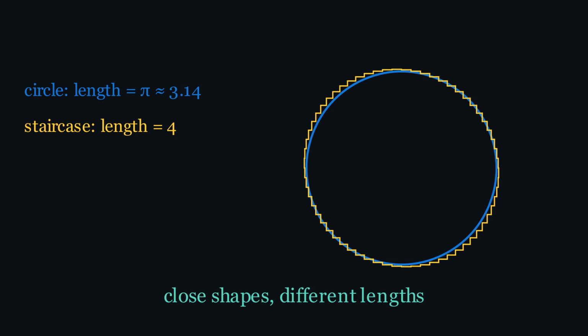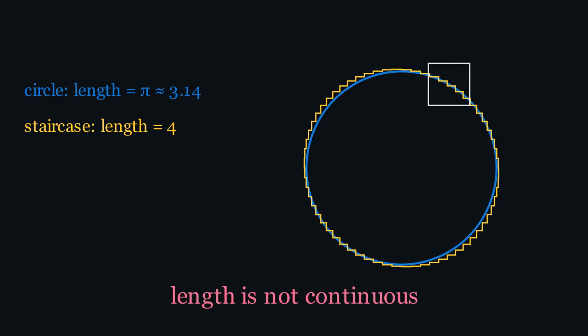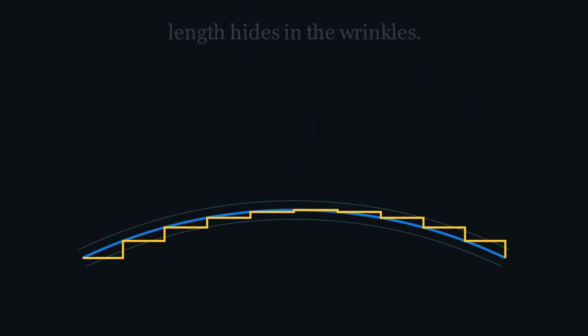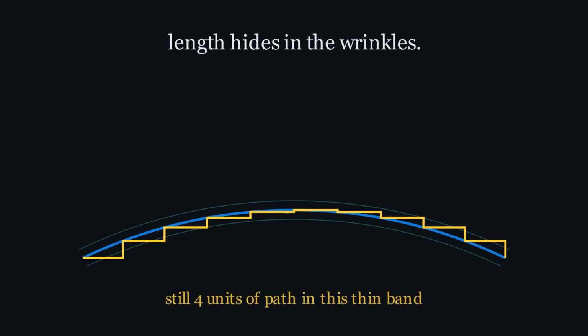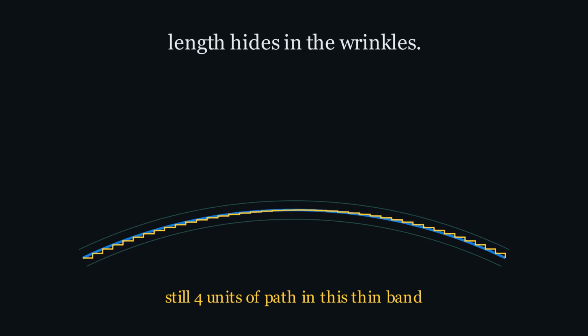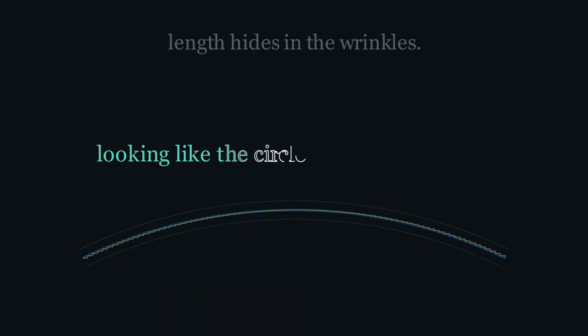Let me say it the blunt way. Length is not continuous. You can sneak length in through wrinkles that are too small to see. The staircase looks like the circle, but it's secretly still 4 units of path crammed into that thin band. All the length hiding in a zillion tiny right angles that never smooth out. They just get smaller. They never go away. And that's the difference between looking like the circle and being the circle.